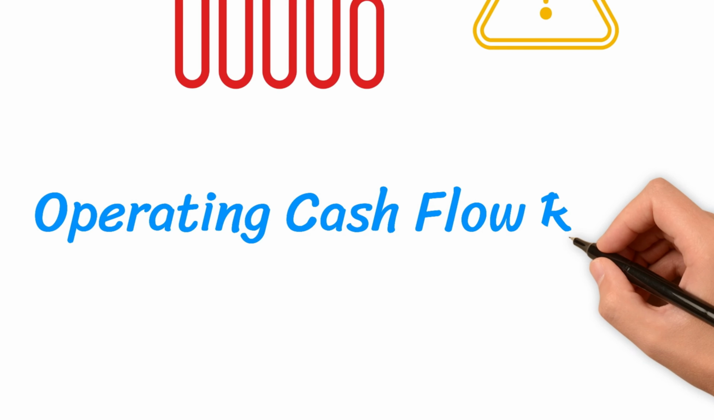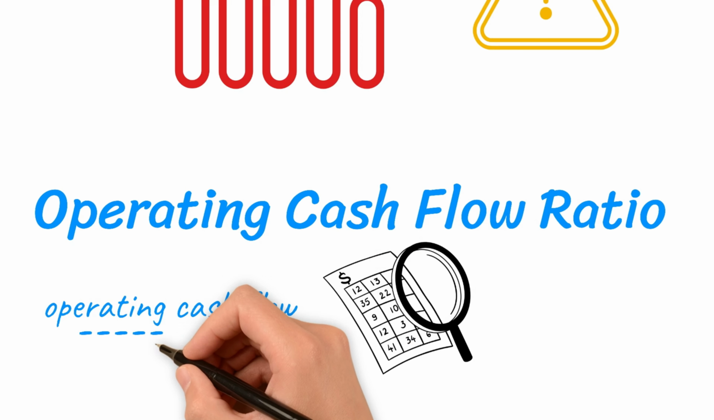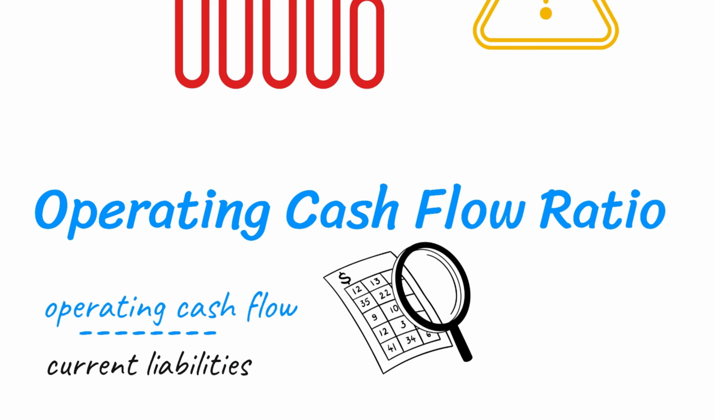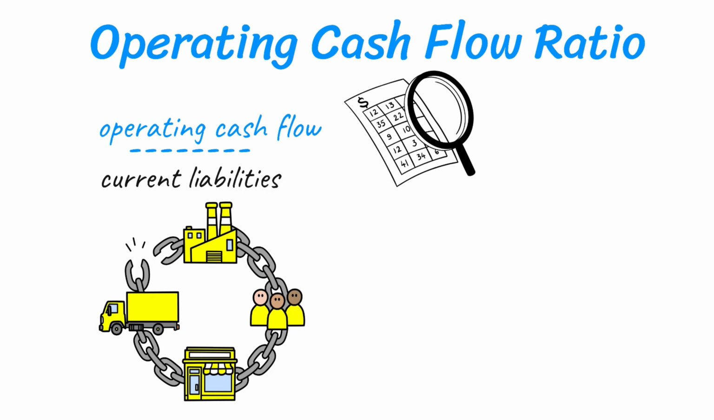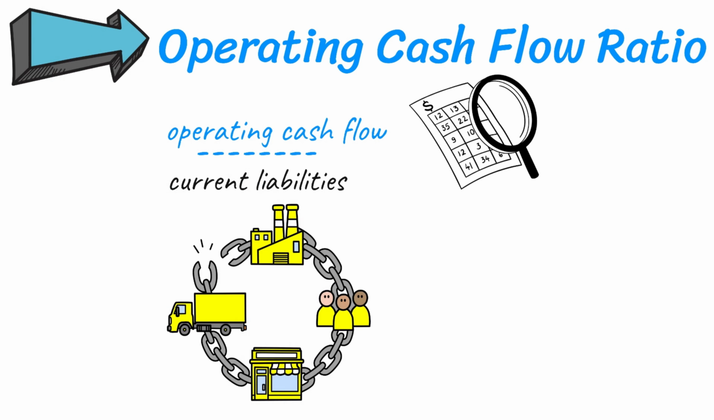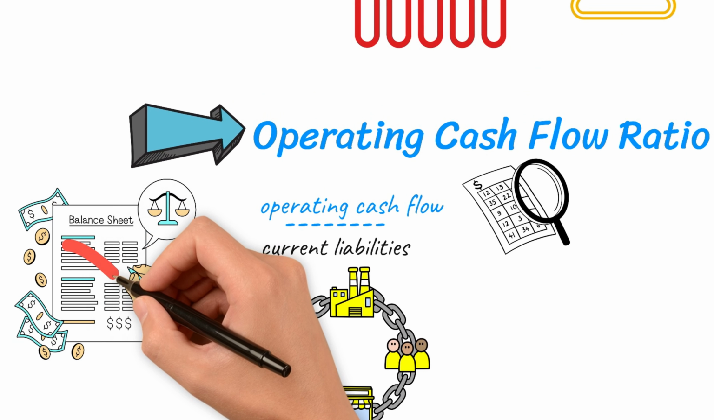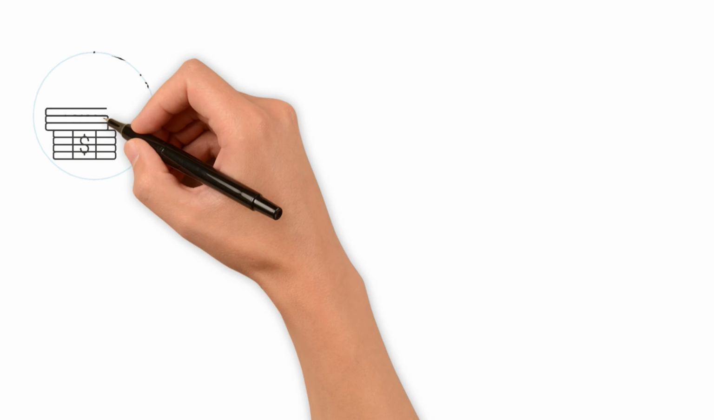A fourth version, the operating cash flow ratio: operating cash flow from the cash flow statement divided by current liabilities. It asks, can the company's ongoing business operations alone cover its short-term bills? This is more real than the current or quick ratio because it uses actual cash generated, not accounting figures sitting on the balance sheet. Earnings can be shaped by accounting, cash flow cannot.